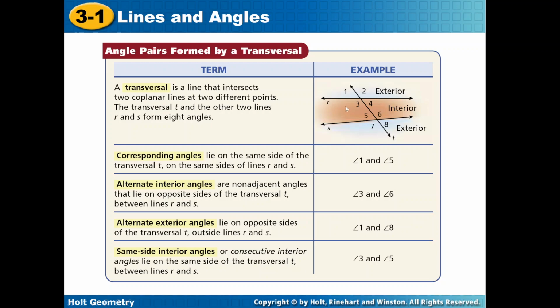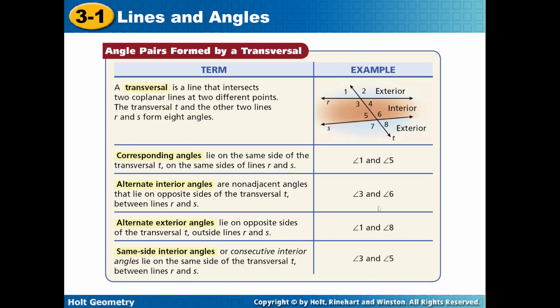So pretend that line R and line S are parallel. So we do have 4 exterior angles and 4 interior angles. The exterior angles are 1, 2, 7, and 8. The interior angles are 3, 4, 5, and 6. Corresponding angles are on the same side of the transversal T and on the same side of lines R and S, like angle 1 and angle 5.